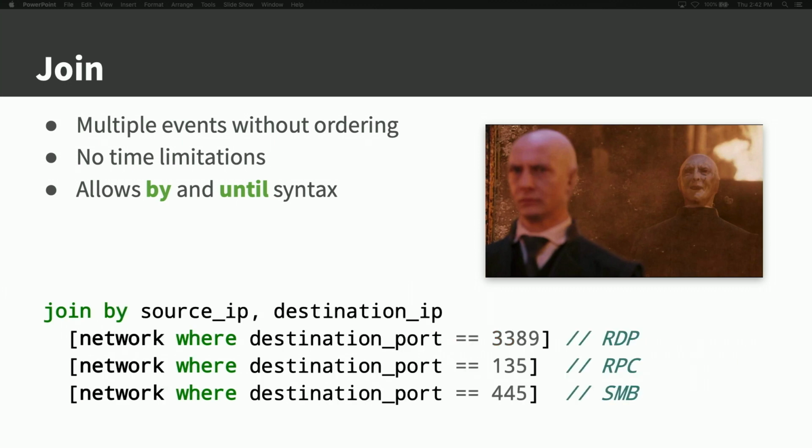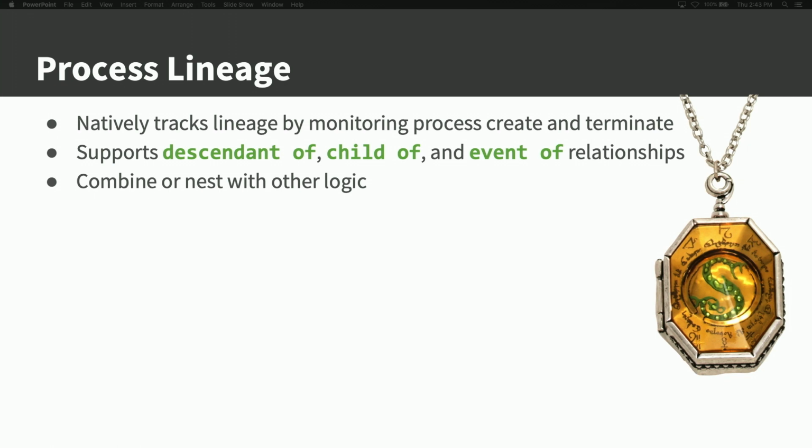Another example of a join would be maybe looking for lateral movement between 2 hosts, right? So the source IP and the dest IP matching, and then seeing those ports for RDP, RPC, and SMB, which are those common Windows built-in protocols for lateral movement.